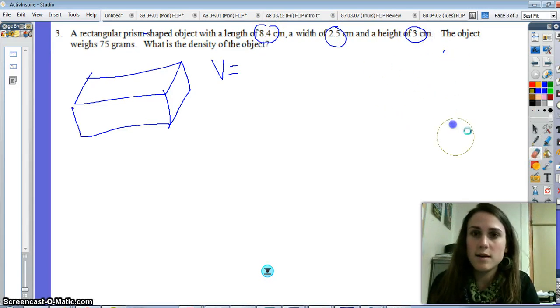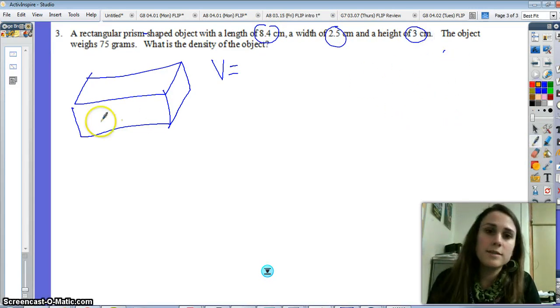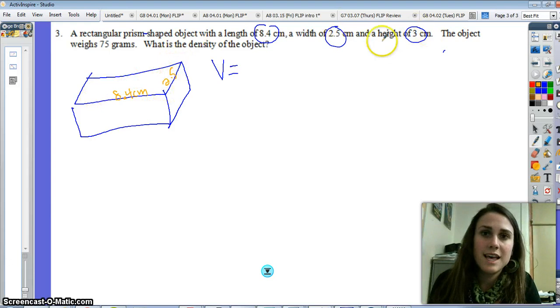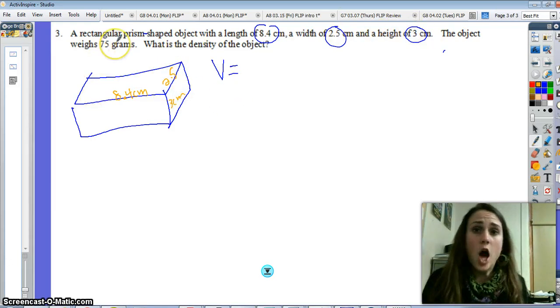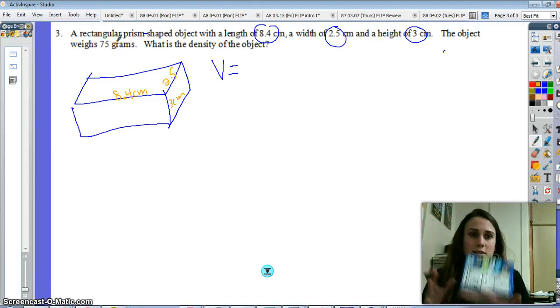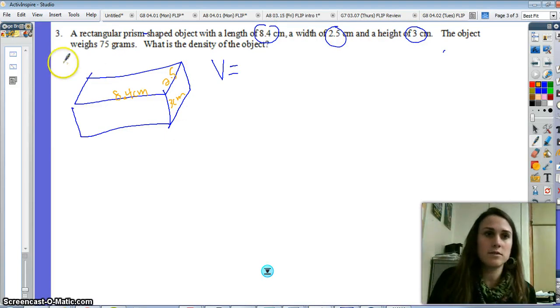So let's assign some labels. According to my picture, it looks like the longest side would be here. So we'll call this the length, 8.4 centimeters. A width of 2.5 centimeters. So we'll call the length and the width of this rectangular base, these two numbers, and a height of 3 centimeters. I'm given the object's weight, or its mass. It weighs 75 grams. And I'm being asked to find the density.